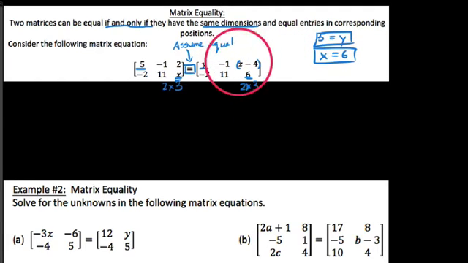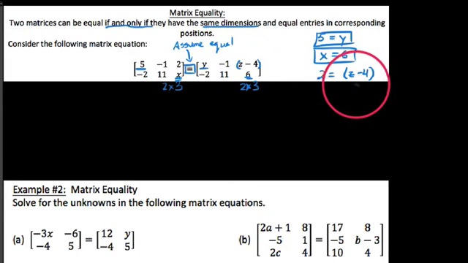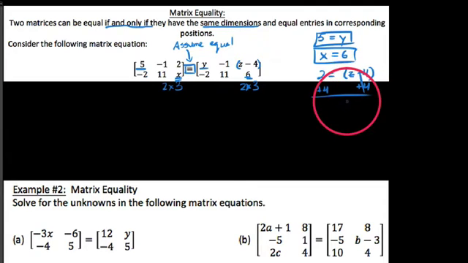And then last but not least, I notice I had a z in here, this expression z minus 4. Now look where it's at. It's in the first row, third column of the second matrix. Well, the first row, third column entry in the first matrix is 2. So we could say 2 equals that z minus 4 value. And so we do actually need to solve this equation. It's not very hard. We'll just add 4 to both sides, and we end up discovering that z is equal to 6.